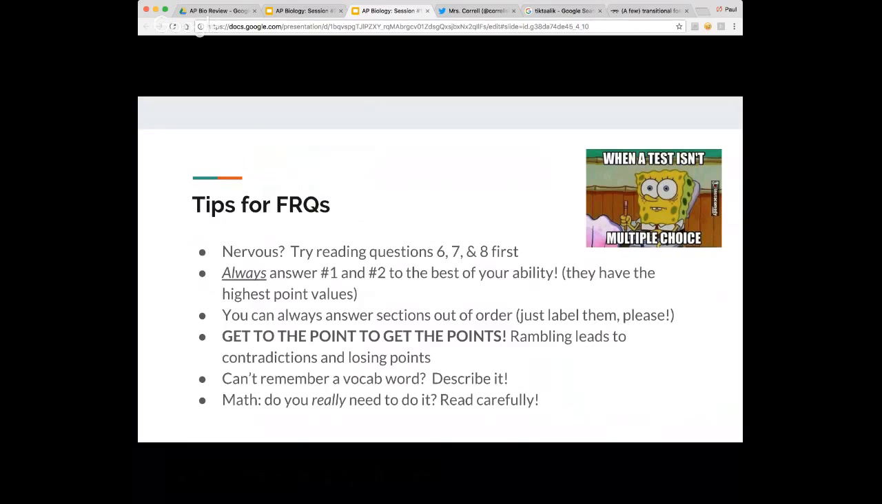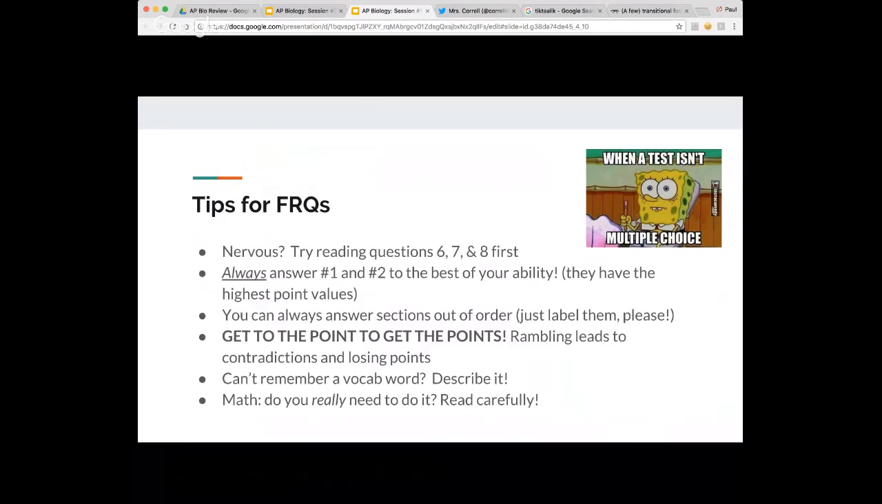So first off, if you're feeling nervous when you start to read this section during the reading time, if you're panicking, you start reading question 1, you're like, oh my gosh, I don't know anything. I never learned anything ever. I suggest that you go read questions 6, 7, and 8 first. Don't start with question 1 and 2. They're the hardest questions on the test.